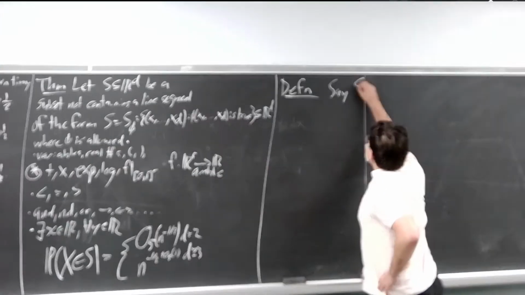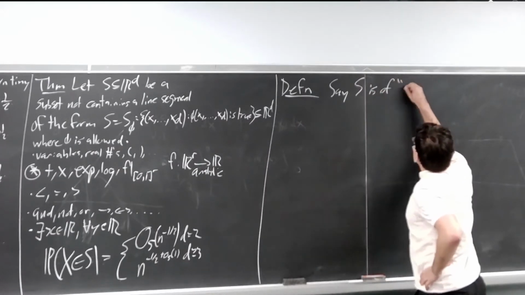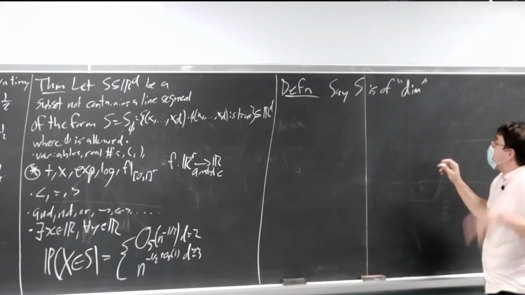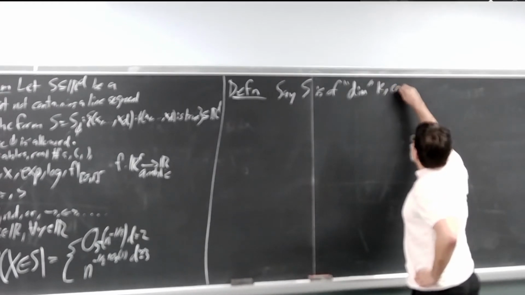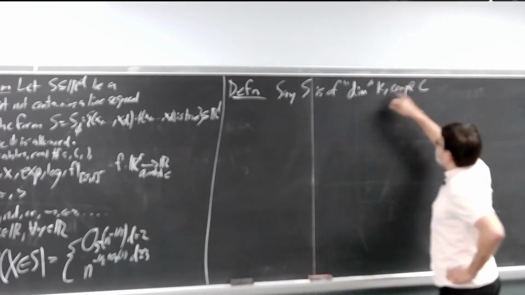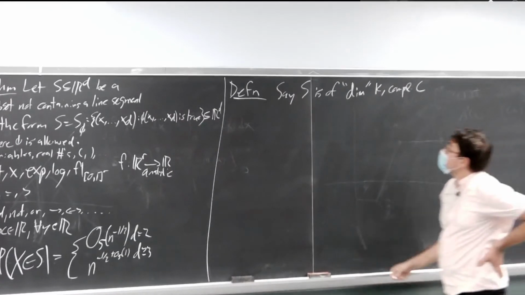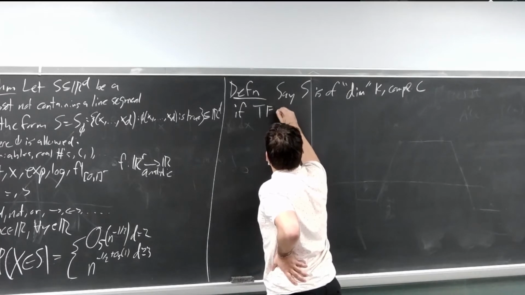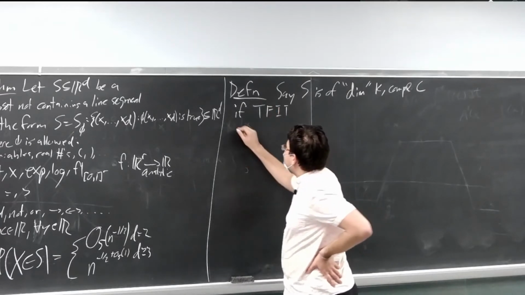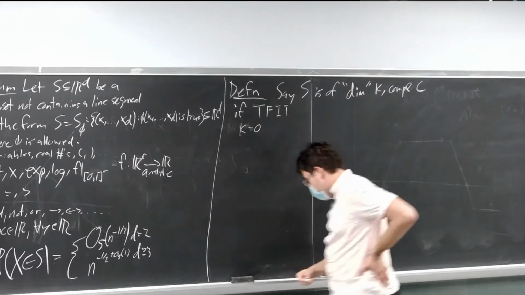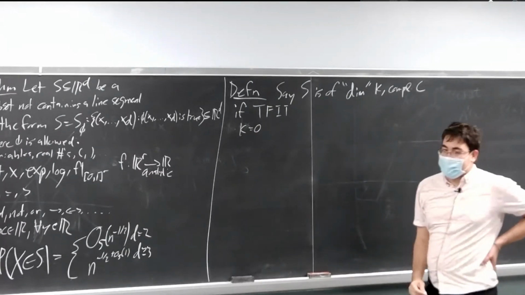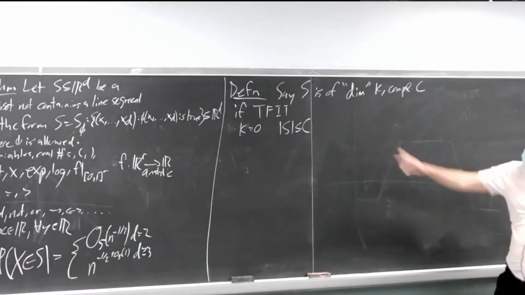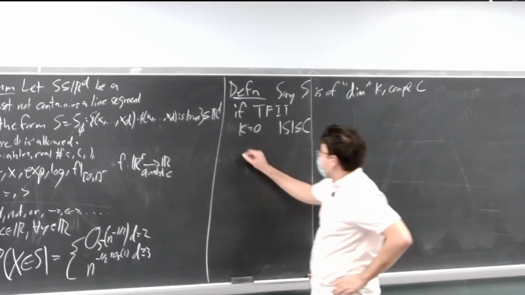So say S is of, I'm going to put dimension in quotes, so it's not geometric dimension. This is quote dimension. Dimension K of complexity C. So I'm going to have a parameter C in my definition of dimension if the following is true. So this is going to be an inductive definition. When K equals 0, dimension 0 sets are sets with at most C points. Okay. So complexity is controlling the number of points at the base.